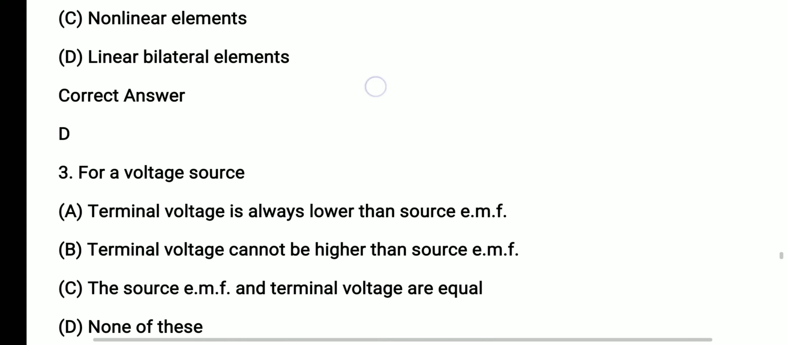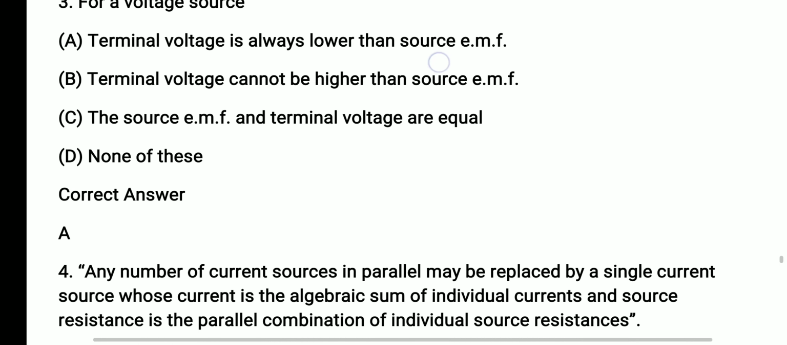Next question: for voltage sources, terminal voltage is always lower than source EMF, or terminal voltage cannot be higher than source EMF, or source EMF and terminal voltage are equal. For voltage sources, the terminal voltage is always lower than source EMF, because some resistance is there in the source. So the terminal voltage is definitely smaller than source EMF. So option A is the right one.